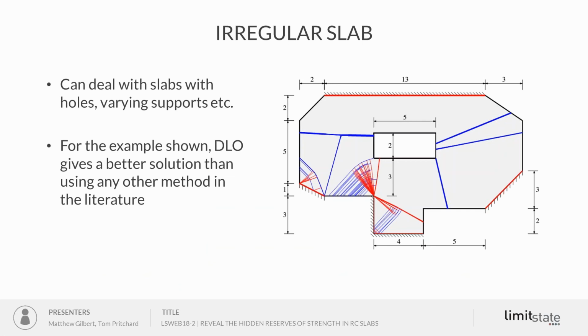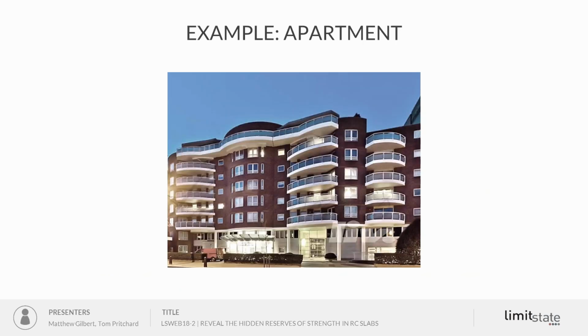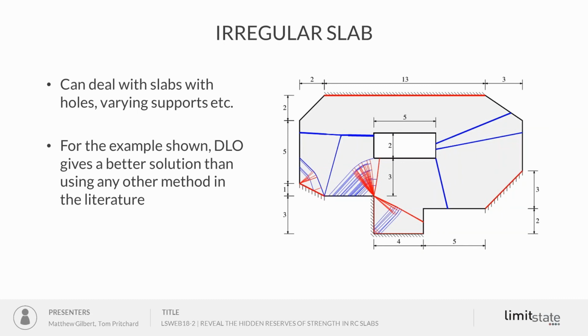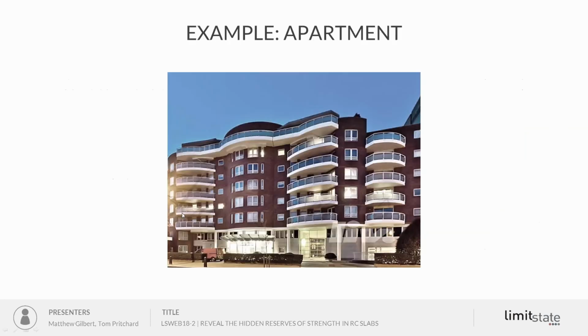Something more complicated from the literature. This is a slab with a hole, and we get, actually it doesn't say the load factor, but it's a better solution than any other workers in the literature have managed to identify. Moving on to an apartment.